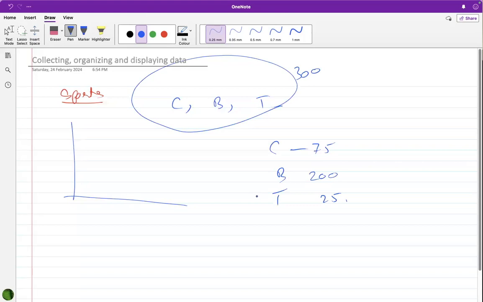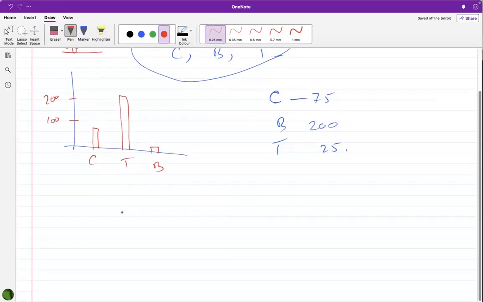Now we may have different classifications or we may have more number of sports, and this is how we can represent. This is cricket, this is table tennis, that is badminton, and on the y-axis I may have numbers like 100 and 200, and for cricket this is 75, for table tennis that is 200, for badminton that is 25. That is one way of representing data.